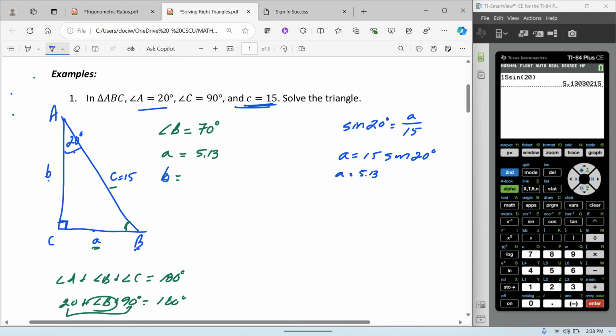Now to find B, yeah, it's not B. C we need to find. It's B that we need to find. So to find B, I think what I'm going to do is look again at my 20 degrees, but B is the adjacent leg.